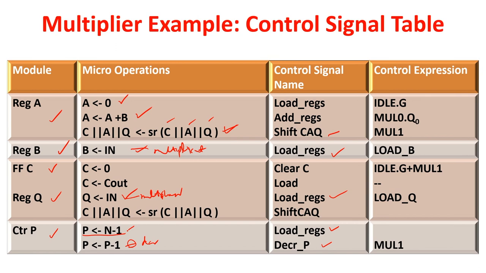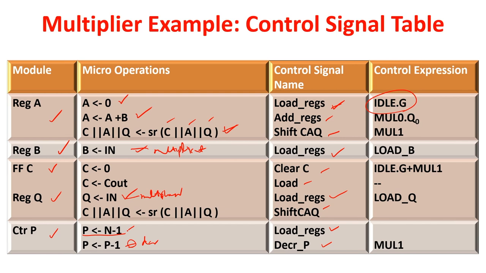So, what modules and what kind of operations? And this is the name of the signals. Okay, and this is at what time and in which state of the ASM, algorithmic state machine, we do it. So, we do load register. So, we initialize things whenever we are in state idle and the go signal is activated.